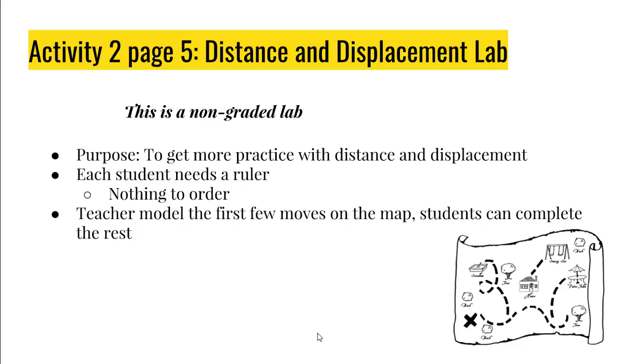Each student is going to need a ruler, so you don't really have anything to order or have to worry about getting from the kit. And the teacher can actually model part of it, and then the students can complete the rest. Sometimes they get a little bit mixed up with what they're supposed to be doing, so having the teacher model it first helps them figure out what they're supposed to be doing.